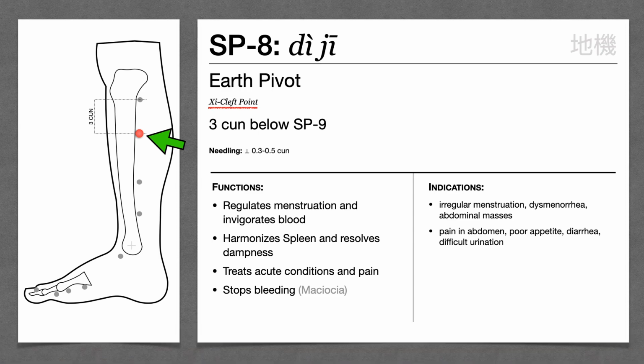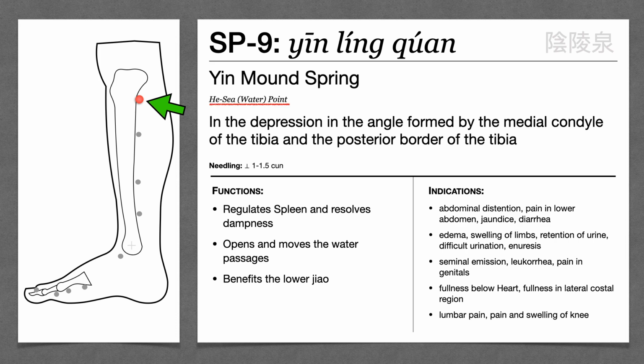Spleen 9 is the He-Sea water point, and its main functions are regulating water and transforming dampness. This could be damp heat or damp cold, and it's especially useful for dampness in the lower jiao for things like difficult urination, retention of urine, diarrhea, or vaginal discharge. And unlike some of our other points for dampness like spleen 3, spleen 9 doesn't really have much of a tonifying effect, so spleen 9 just drains dampness.